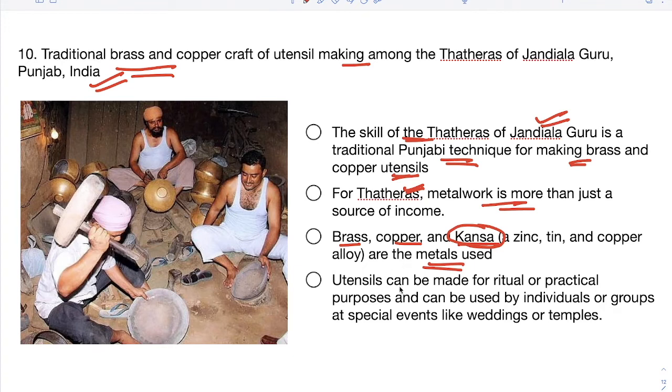Utensils can be made for ritual or practical purposes and can be used by individuals or groups at special events like weddings or temples. They are using them for these purposes only. That much importance is given to these utensils. And the related state is Punjab, not other states.